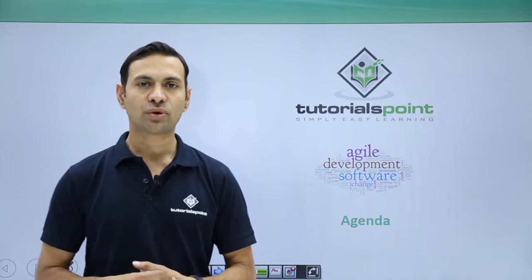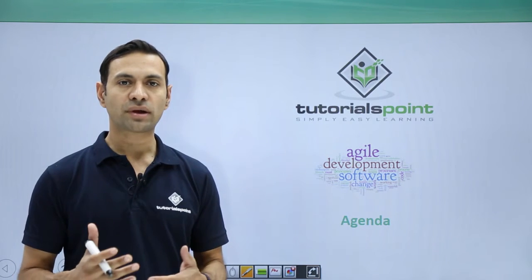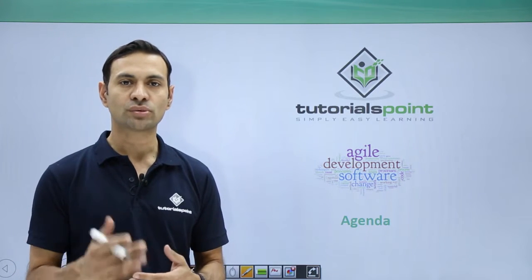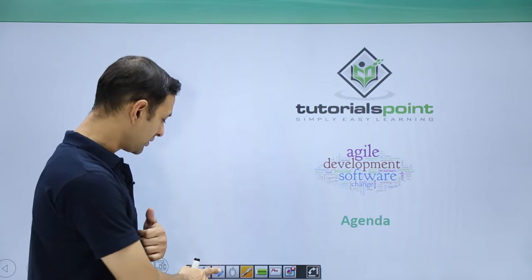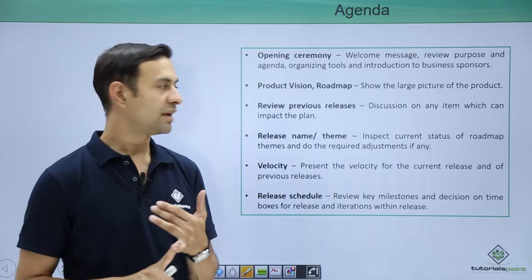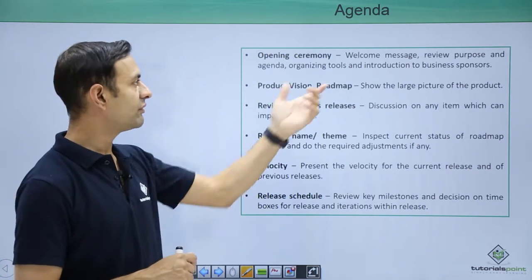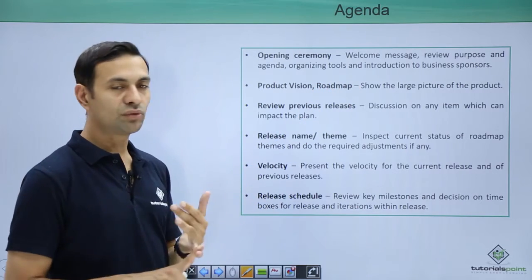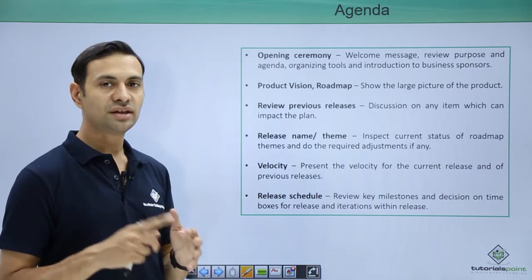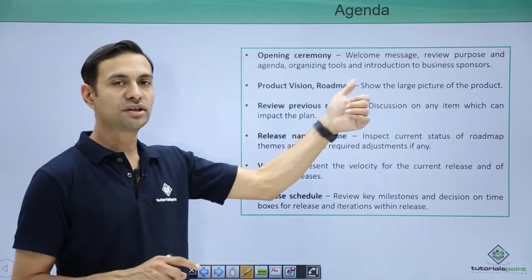In this session, I am going to cover the agenda for Agile release planning. When release planning is to be done, what steps are to be taken? So let's see what the actual steps are. When release planning is to be done, the manager starts with the opening ceremony. We have a welcome message, a review of the purpose and agenda of the release planning, organizing tools, and an introduction to the business sponsors.